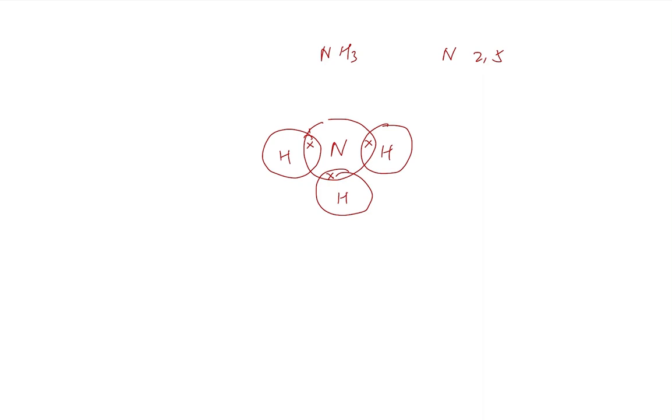So for N, it is 2, 5. So 5 outermost shell electrons. After sharing 3, still have 2 here. So another 2 here. Okay. Then there are 5 electrons of N. Then for H, only 1 electron. So it needs to share 1 electron. So 1 here. Each. Okay. Then we finish about this electron diagram.